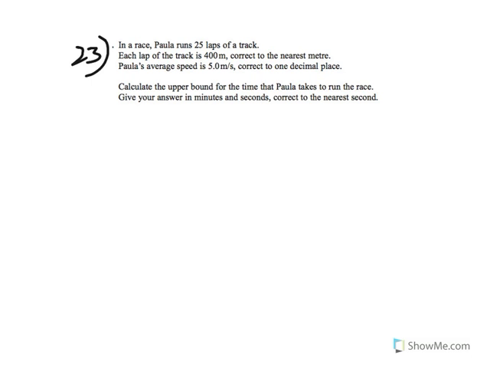Okay, so question 23 says that Paula runs 25 laps of a track, and the track is 400 meters, correct to the nearest meter. Her average speed is 5 meters per second, correct to 1 decimal place. Calculate the upper bound for the time it takes Paula to run the race.